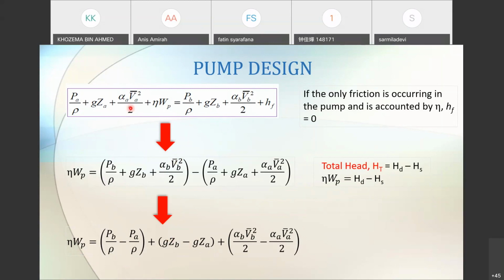Whichever way you want to calculate, whether you use this form of the equation, or this form, or this form, at the end of the day you will get the same answer. So I would suggest whichever you are comfortable using, because at the end of the day you want to calculate this value. Most of the time, you want to calculate the value of total head.